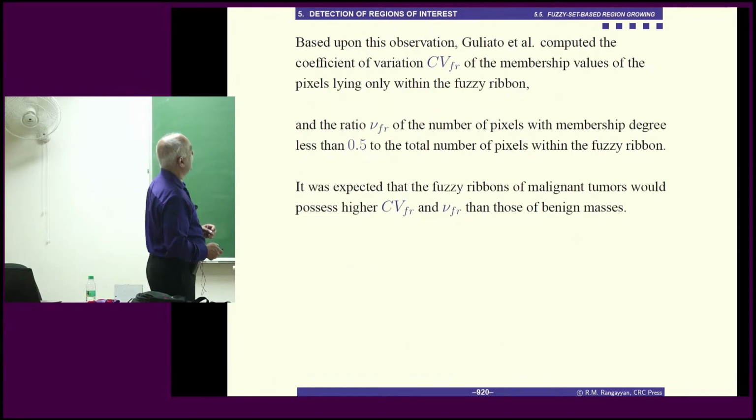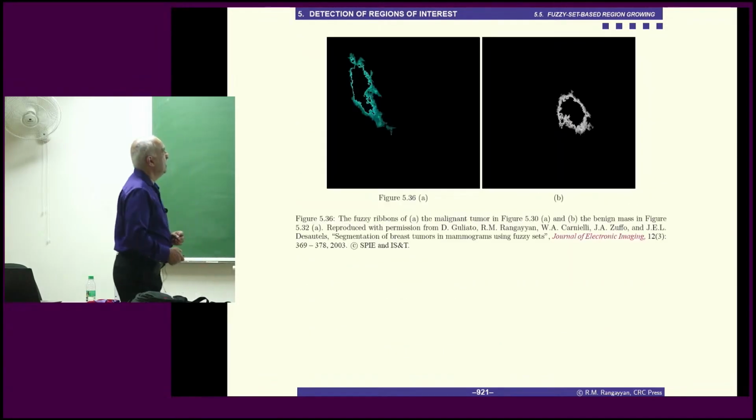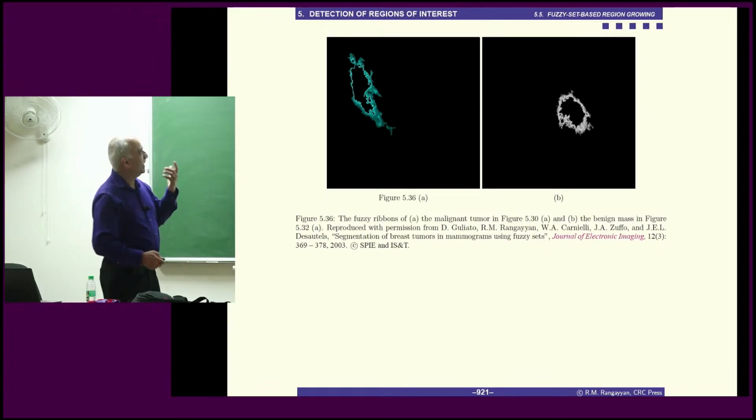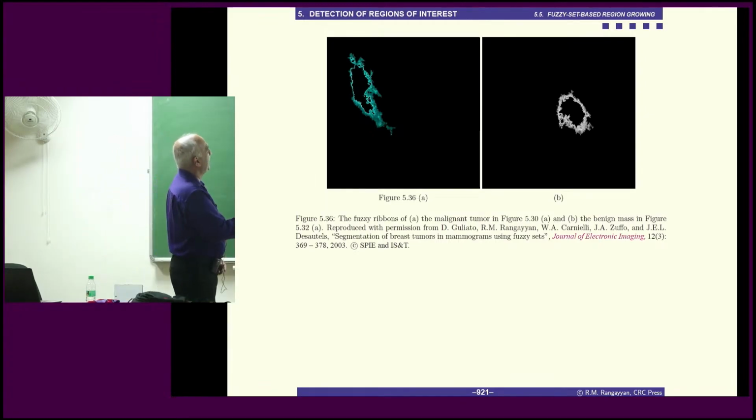Let me show the pictures and then I'll explain that. So this is the fuzzy ribbon. I don't know why this came in color. Some strange things happened in the printing process. I didn't have any color, but when the book was printed, it changed to that. Or the EPS file somehow acquired this color. But there's no color, it's just grayscale.